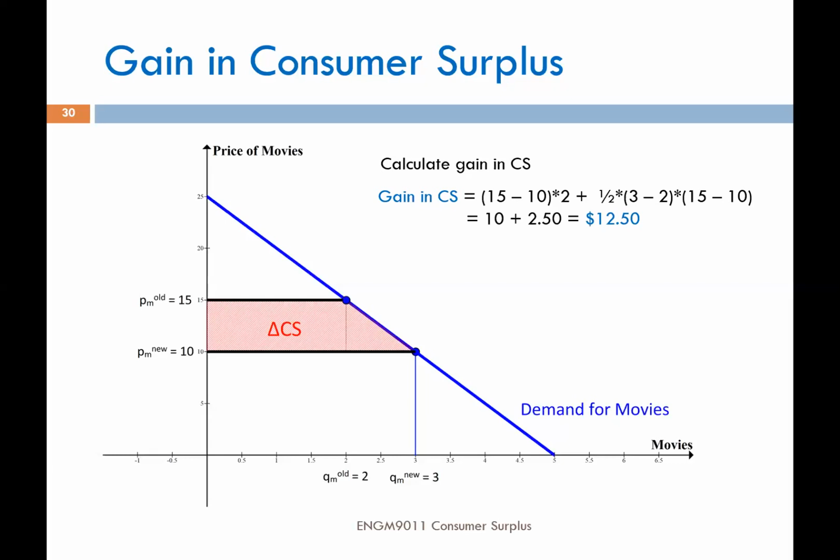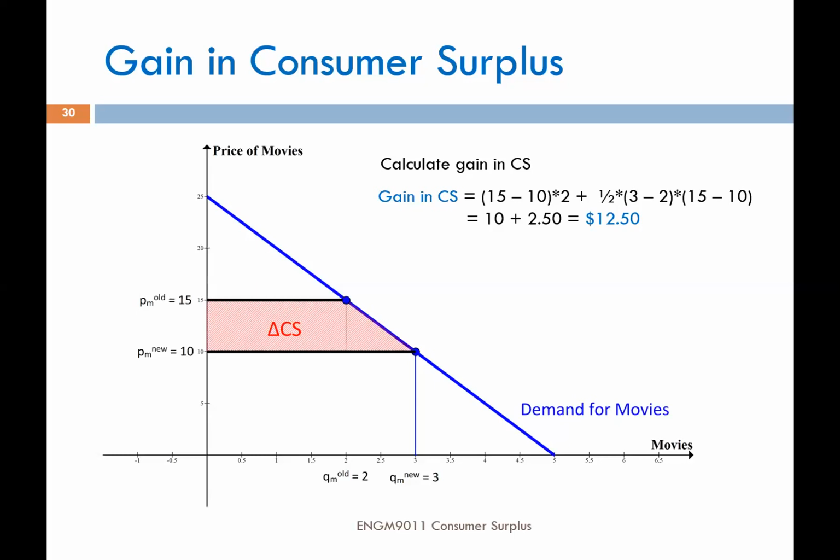You only have to pay $10 for those first 2 units, and you gain consumer surplus equal to the area of that rectangle, right? So that's the benefit of the falling prices. You used to pay $15 per unit for those 2 units. Now you only pay $10 each for those 2 units. So that's what that rectangle is measuring.